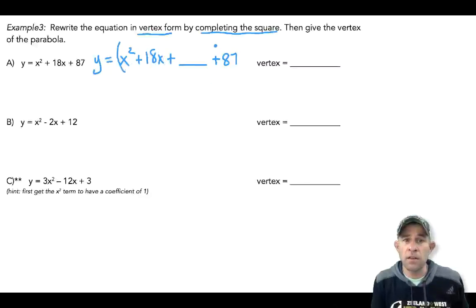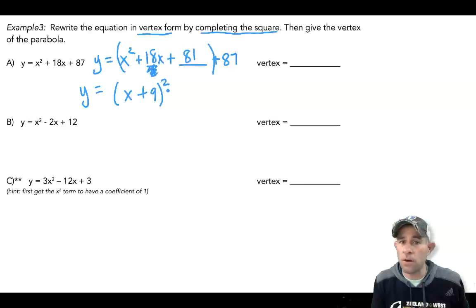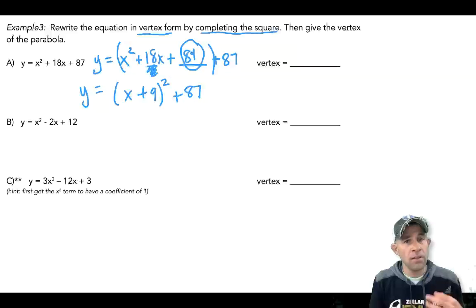Now, let's take a look at these first three terms, and let's create our perfect square trinomial by taking half of 18 and squaring that. Half of 18 is 9. 9 squared is 81. So these first three terms, x squared plus 18x plus 81, can be rewritten as y equals (x plus 9) quantity squared plus 87. Now, here's the tricky part. I added something to the right side of this equation. I actually added 81, so that's going to make my equation imbalanced. So out here, I actually have to subtract 81.